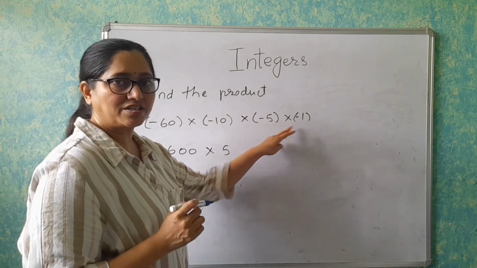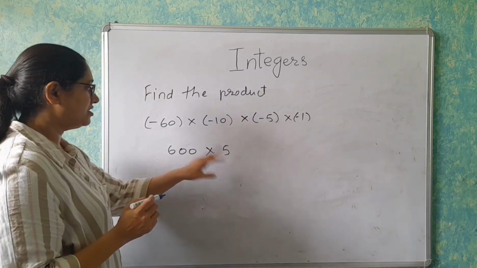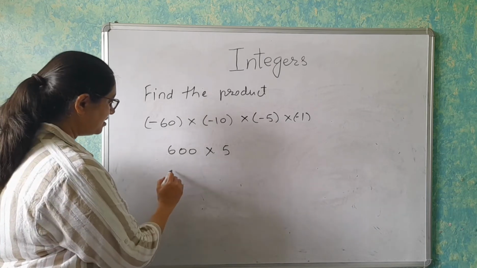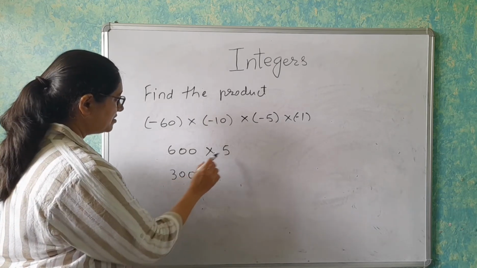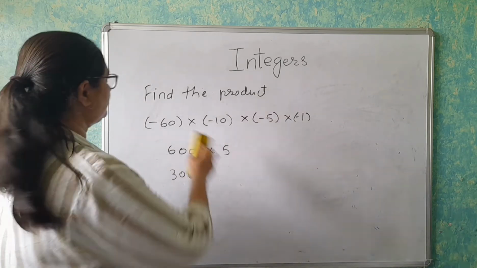Again, these two integers are negative integers. So answer is a positive integer. 5 ones are 5. Now I have to multiply 600 with 5 and the answer is 6 5s are 30 and I have to put 3000.